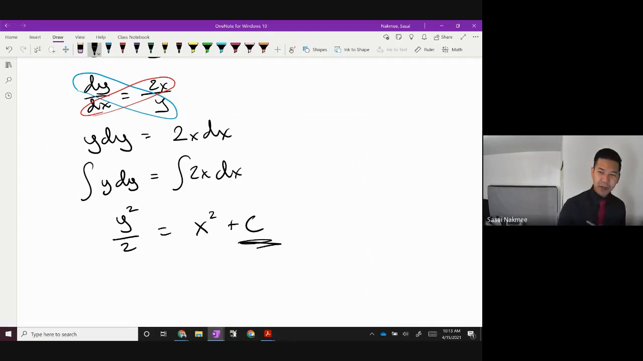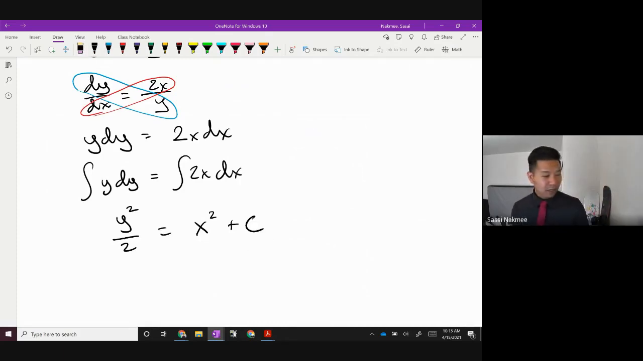Remember, when you combine a constant with a constant, you get another constant. Now, that's what the equation should look like. If I were to graph this right here, y squared over 2 is equal to x squared plus c. That's what my original function is. Most places, though, don't like that as your answer, especially multiple choice answers.